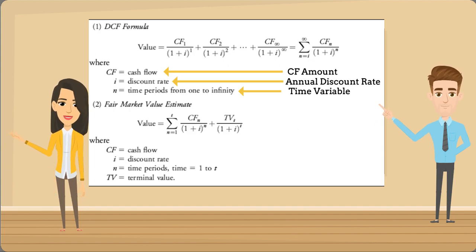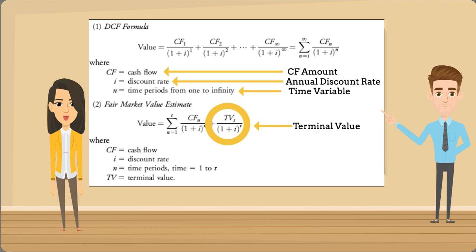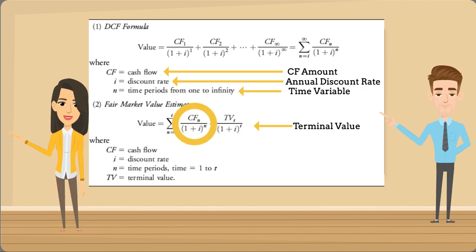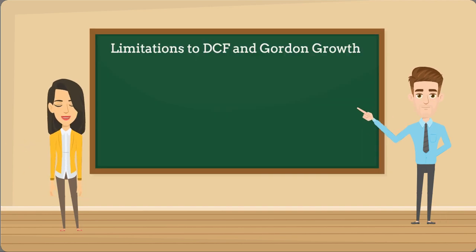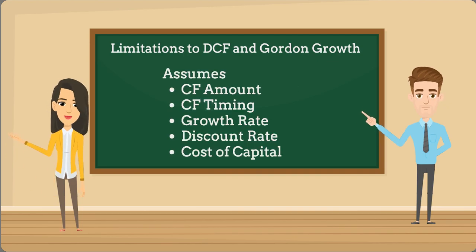The last and most important component of the formula is known as the terminal value, which still needs an accurate estimation for G. How do we do this? We use the same method as the Gordon Growth Model, which is historical dividend growth over the last 5 years. We then add the sum of all cash flows calculated first, with the terminal value to get a DCF model price per share. The major limitation to this model and the Gordon Growth Model is the assumptions made about the amount of each cash flow, timing, growth rate, discount rate, and cost of capital.